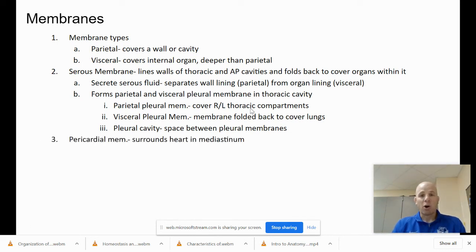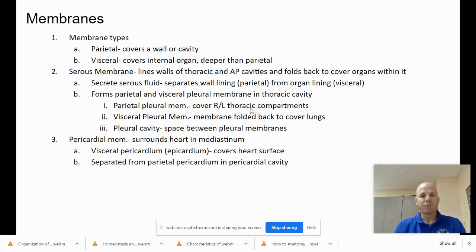Number three, I have pericardial membranes. If you've ever heard the word cardio, you're running, you're getting your heart rate up. Well, pericardial membranes are going to surround the heart. There are actually three membranes that surround the heart. I have the visceral pericardium, or the epicardium, that covers the heart's surface, so that's directly on top of the heart. There is a cavity between these membranes.